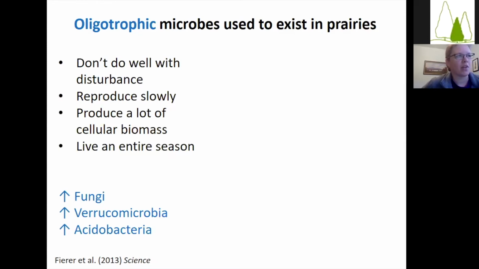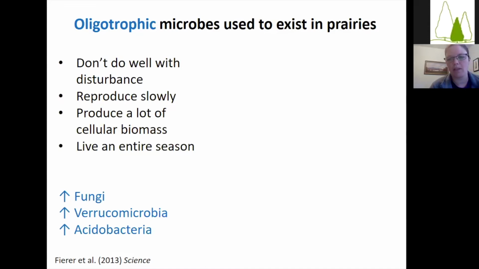They reproduce pretty slowly. They produce a lot of cellular biomass in the form of their cell walls or their cell membranes, and a lot of lipid biomass, leading to microbial carbon storage. So carbon is stored inside the biomass of that organism. They also are larger. So fungi, for example, are just larger cellularly and produce larger structures than bacteria in the soil might. And if you're thinking in terms of plants, they often are those that live an entire season. So oligotrophic microbes used to exist in prairies.